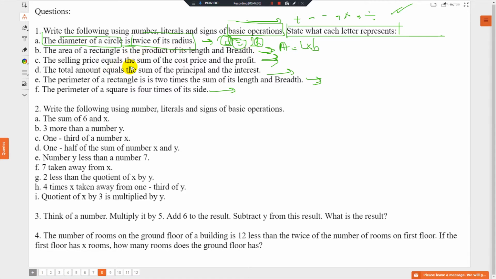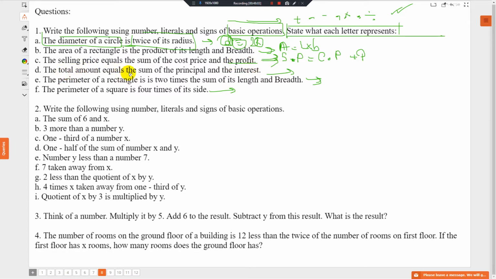Now the selling price equals the sum of cost price and the profit. Selling price we represent as SP, cost price as CP, plus profit. So SP is equal to selling price, CP is equal to cost price and P is equal to profit.